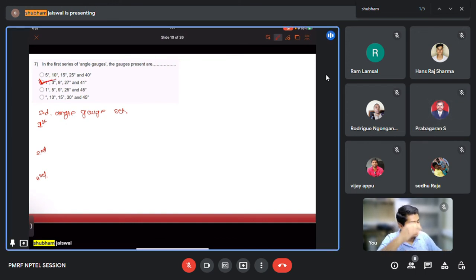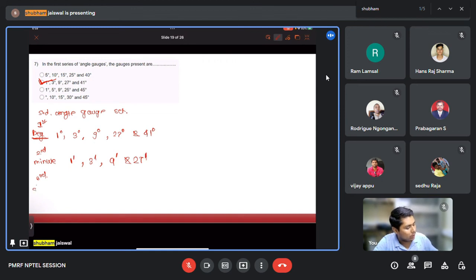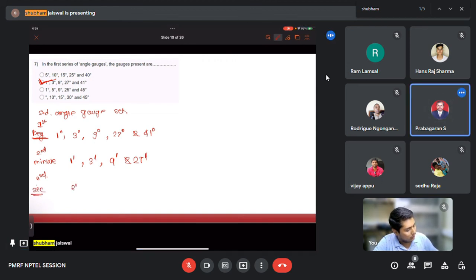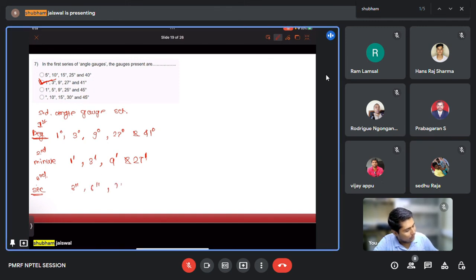So in the first series, we talk about the degree angle. The gauges that measure the degree are 1 degree, 3 degree, 9 degree, 27 degree, and 41 degree. In the second series, we talk about the minute. That is 1 minute, 3 minute, 9 minute, and 27 minute. And in the third, we talk about the second. Seconds. That is 3 second, 6 second, 18 second, and 30 second.